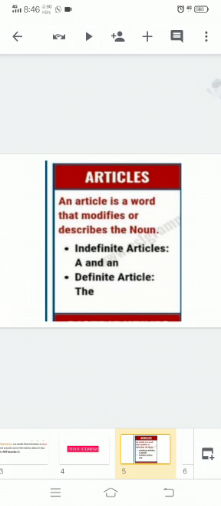Next comes our definite article, which is the. The is used before a noun that has already been mentioned or that can be easily understood.